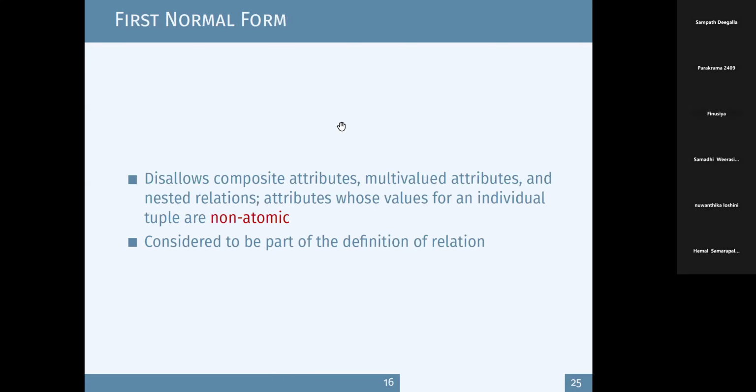Now, what is first normal form? To say that your relations are in good form, we have different normal forms. First normal form disallows composite attributes, multi-valued attributes, and nested relations. The idea is that attributes should be atomic. If attributes are not atomic, then we say it's not in first normal form.